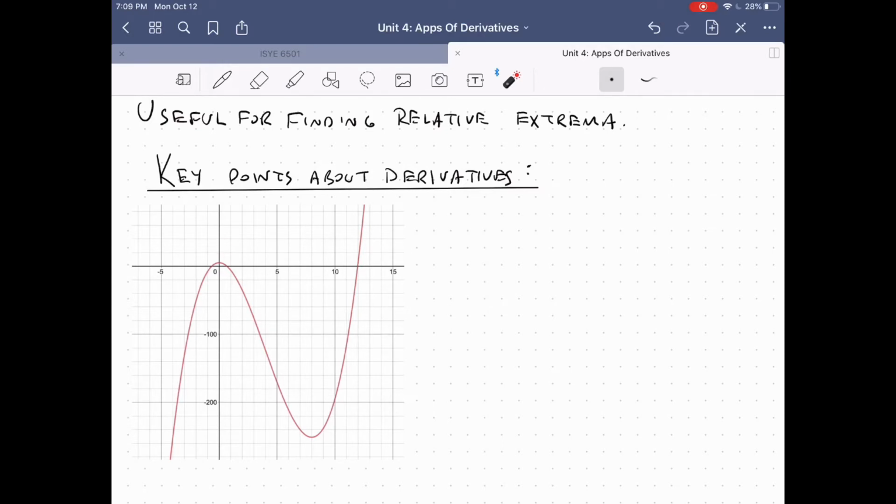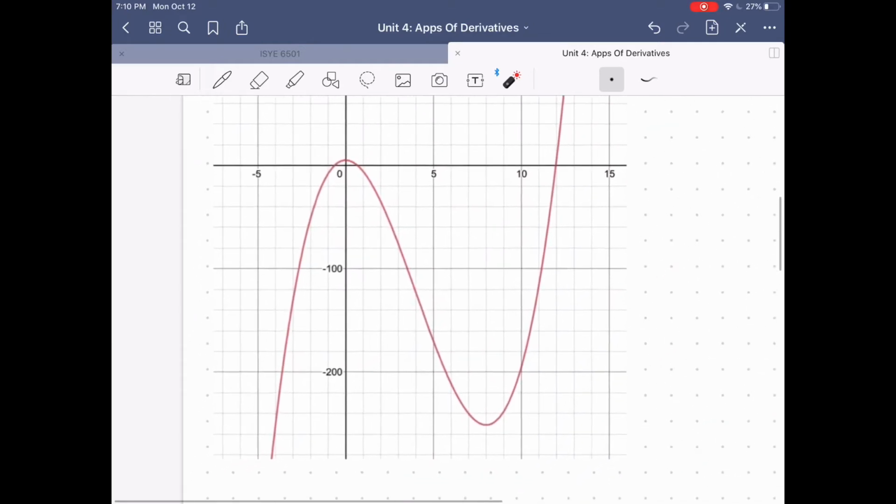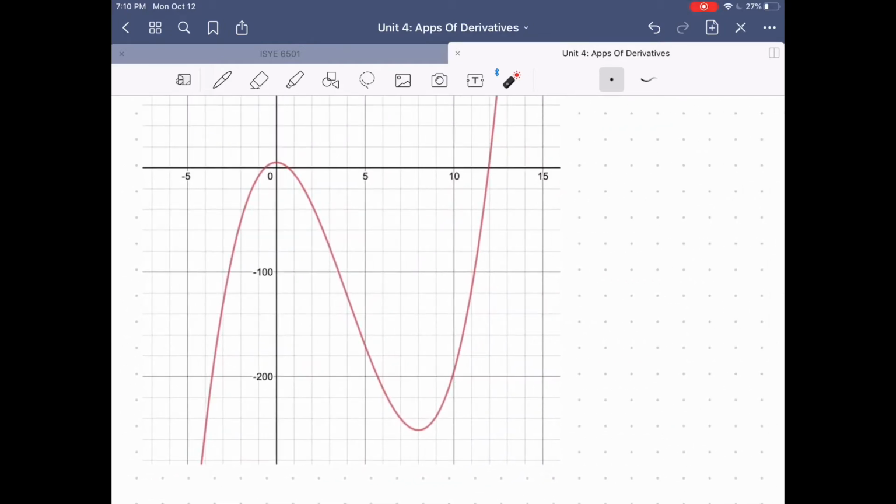That's a maximum point. After that, you're going downhill into this valley, and then you hit a minimum point. And then after that, you're going uphill again. So that's how to find relative extrema if you're looking at a graph. But let's say we don't have access to a graph and we just want to find the relative extrema only through analytical means. So let's think about what's happening to the derivative as we move along this graph.